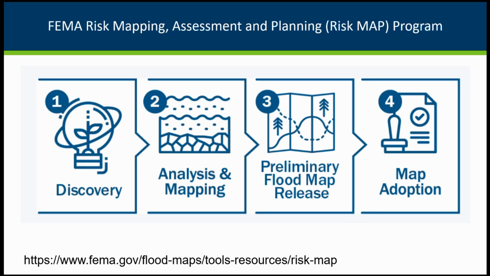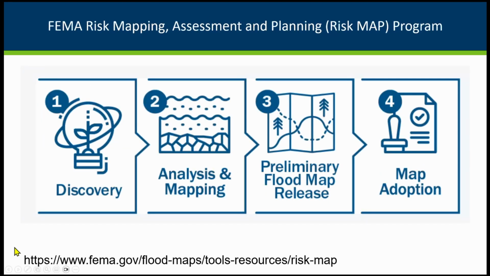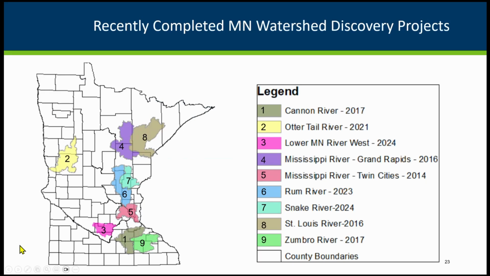It's now more of a collaborative approach, generally at a watershed scale, to improve public awareness of flood risk and provide quality data. So the image here shows the overall risk map process that generally starts with discovery, moves through to analysis and mapping, preliminary flood map release, and then eventually to map adoption. And the Minnesota DNR is a cooperating technical partner with FEMA, and we receive funding from them to perform some of the risk map program work here in Minnesota. So I'll now go over more information on the recent and current risk map work in Minnesota.